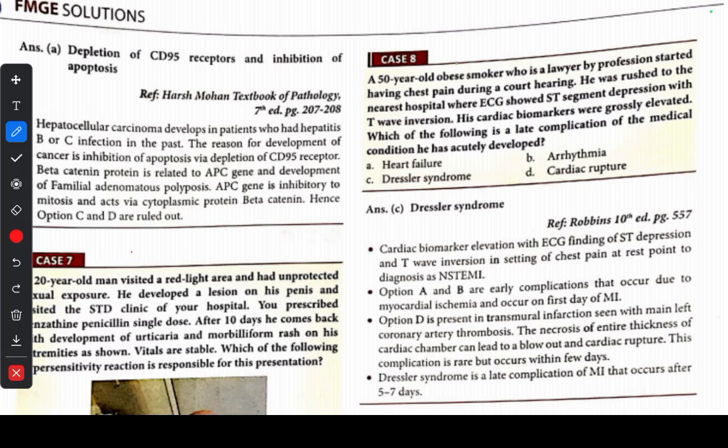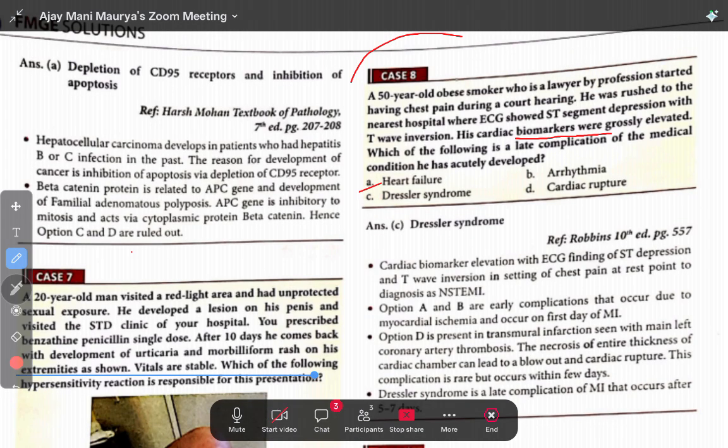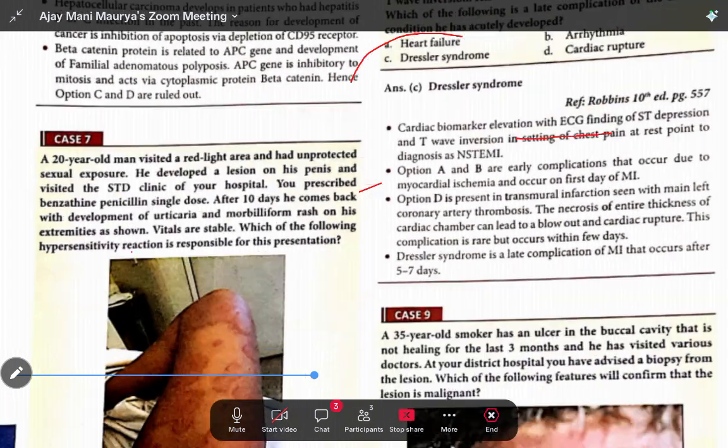Already he has the previous history, and after that, see, it's a late complication. Meaning he already had STEMI, but after this he developed one complication, which is your Dressler syndrome. I already discussed this many times in our group. Okay, the complication is your Dressler syndrome. Now you have to maintain this one.